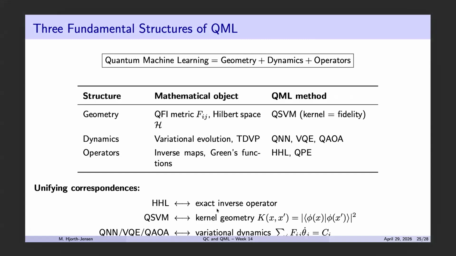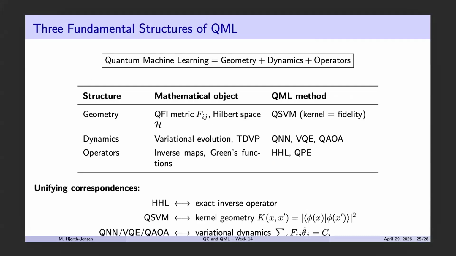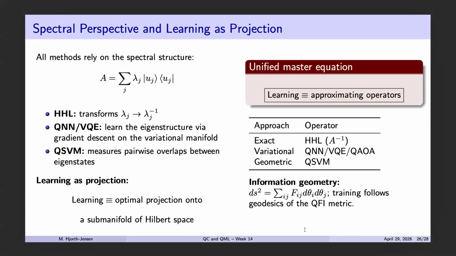The HHL gives us an exact inverse operator. And this is one of the reasons why it has been very popular. And then for the quantum neural networks, the VQE and the QAOA, this is some variational dynamics where we have a set of parameters which we are then optimizing. So we end up with what's called a variational quantum circuit.